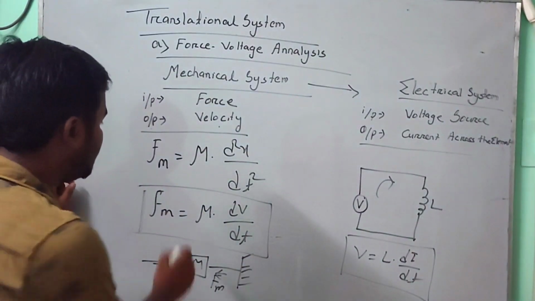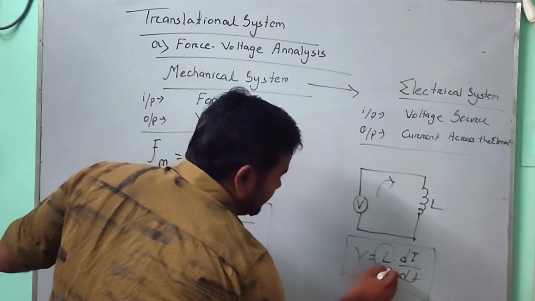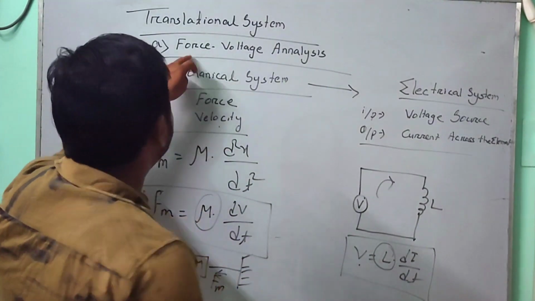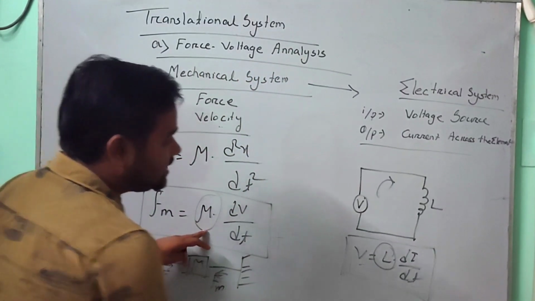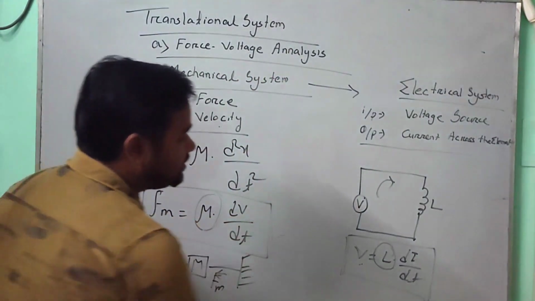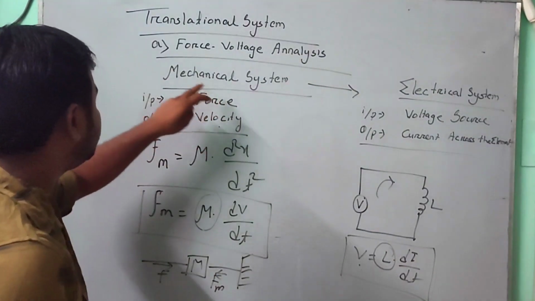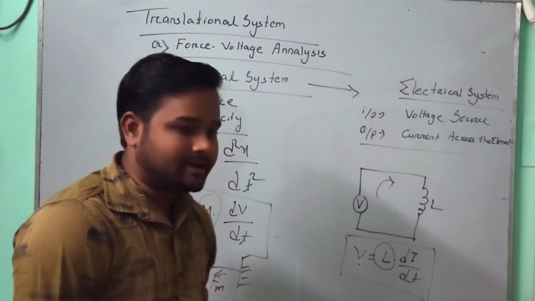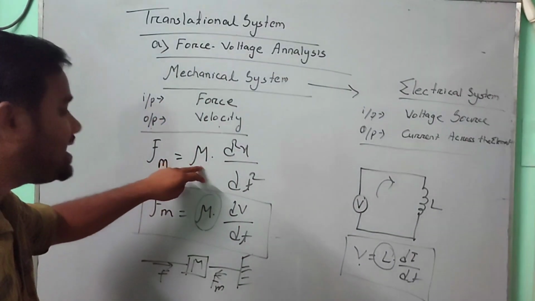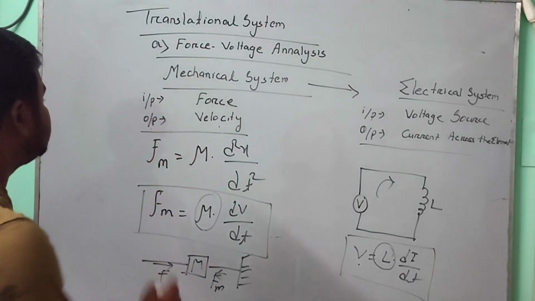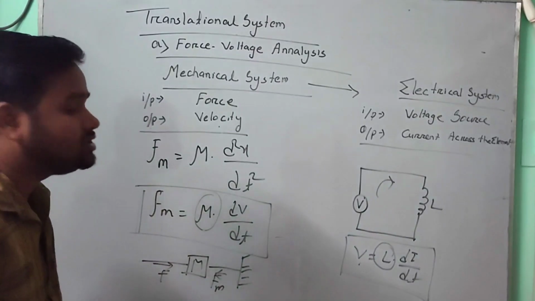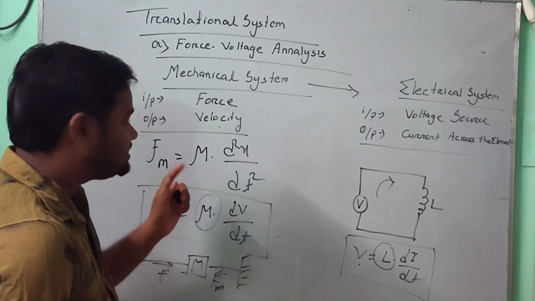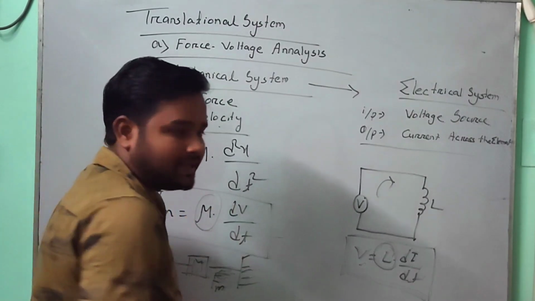That means the mass is converted into the inductor, force is converted to voltage, which is the force voltage analysis, and velocity is converted into current flow. In the mechanical system the output was velocity, and in the electrical system the output is current. This is the first part, for when mass is given. This is the force due to mass f of m, and there are two other parts: one is the force due to dashpot and one is the force due to spring.